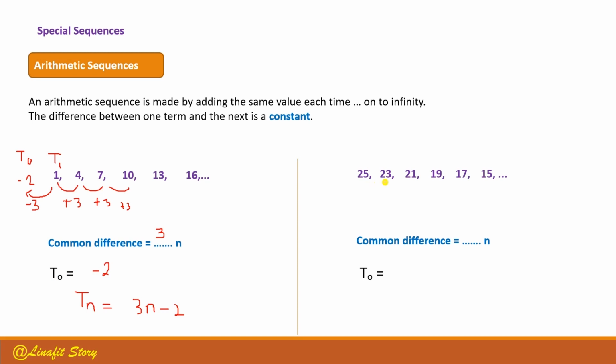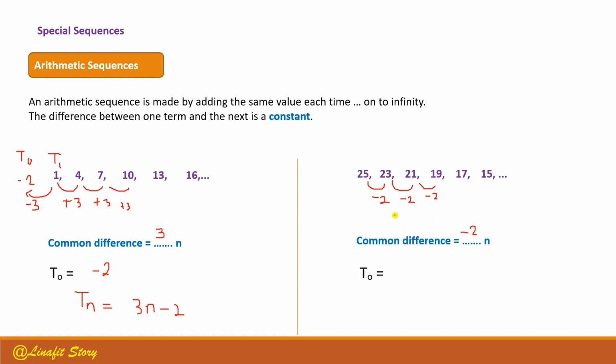25, 23, 21, 19, 17, 15, and so on. The common difference is negative 2. 25 minus 2 is 23, 23 minus 2 is 21, 21 minus 2 is 19, 19 minus 2 is 17, 17 minus 2 is 15. So the common difference is negative 2, and we have negative 2n.